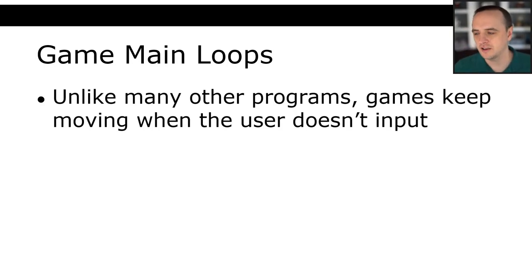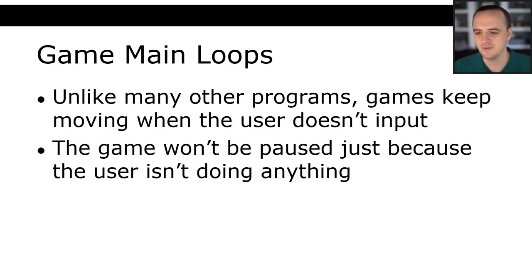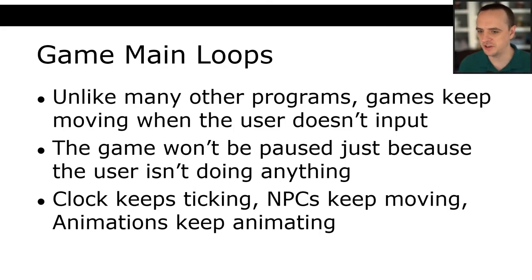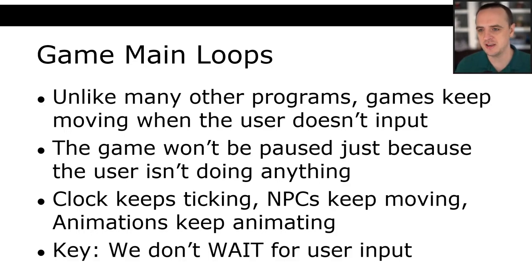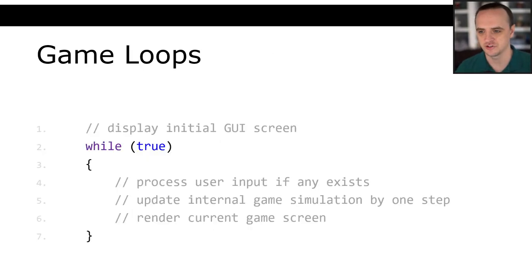But unlike other programs like that, games keep moving even when the user doesn't input, right? So the game won't be paused just because the user isn't doing anything. The clocks keep ticking, the NPCs keep running at you, maybe they're shooting at you, animation keeps animating. And so the key here is that in our game engine, we are not waiting for the user input, right? If the user inputs something, we'll do something with that input, but we are not waiting for it. It's not a blocking call, as we would say in software engineering.